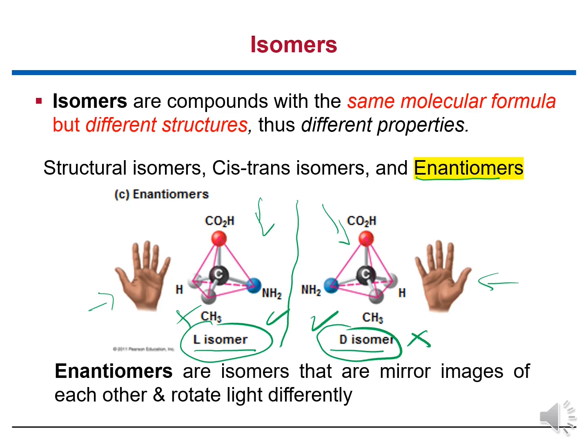The thing that I want you to remember is that enantiomers are a group of isomers that are mirror images of each other, and a chemical property is that they rotate light differently.